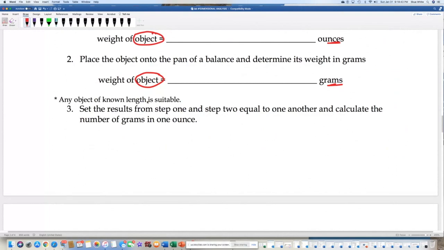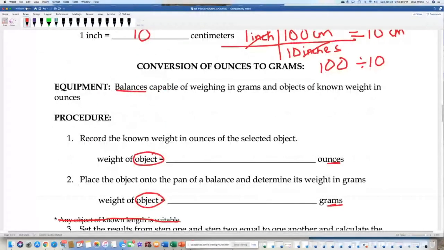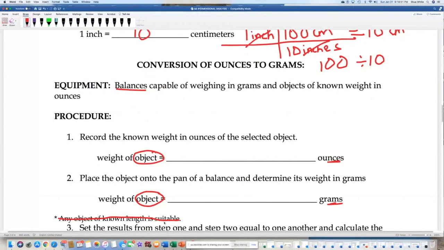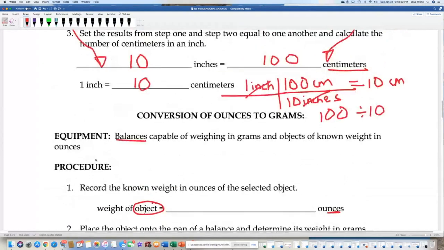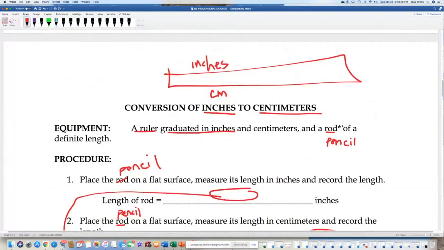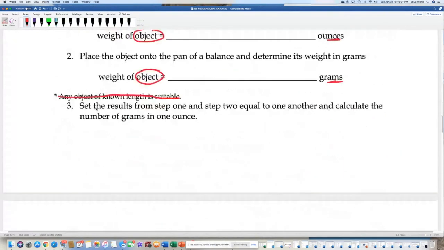What is this one? Oh, this doesn't belong here. This is for talking about the first one. Which one? This, any object of known length is suitable. This is referring to the rod all the way up here. I don't know how it moved down there. The rod right here, the comment is saying any object of known length.